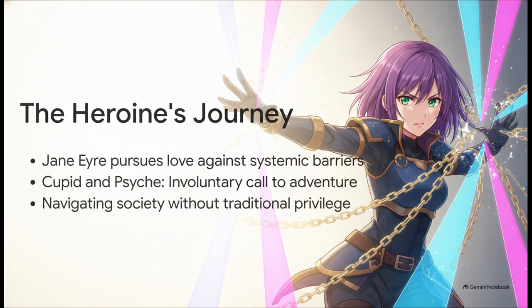Enter the heroine's journey. This framework looks at characters like Charlotte Bronte's Jane Eyre, who has to pursue goals of love and liberty against massive systemic barriers. Or take the myth of Cupid and Psyche, where the call to adventure is entirely involuntary. These critiques point out that underprivileged protagonists are often navigating a patriarchal society. They don't start out with privilege, and they usually don't just return with the triumphant elixir. Instead, they often have to work twice as hard just to achieve equality.